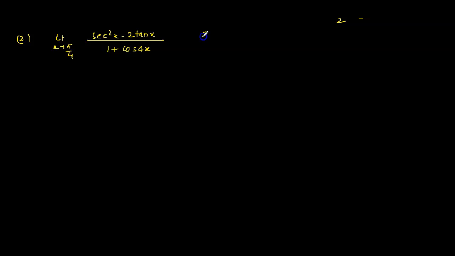This becomes 2 here. Minus tan pi by 4 is 1, so 2 minus 2. Plus 1 plus cos of 4 into pi by 4, which is cos pi. Cos pi is minus 1. So 1 minus 1 becomes 0 here. So 0 by 0 form is there. So limit of x tends to pi by 4, and now you can differentiate, because this is 0 by 0 form, which means we can apply L'Hospital's rule.